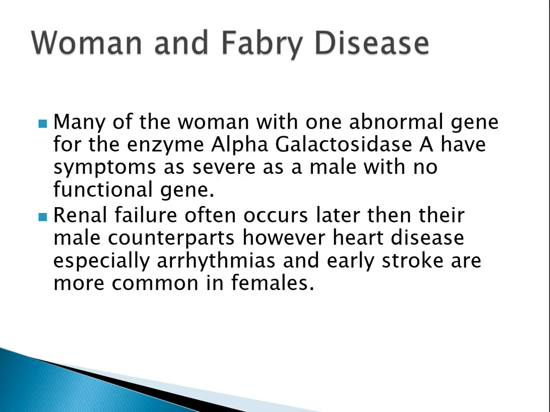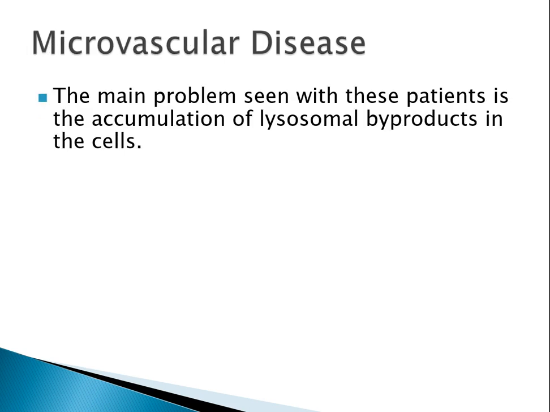As I stated earlier, many of the women with one abnormal copy of the gene for alpha-galactosidase have symptoms as severe as males. Renal failure can occur later than the male counterpart. However, heart disease, especially arrhythmias and early strokes, are more common in females.